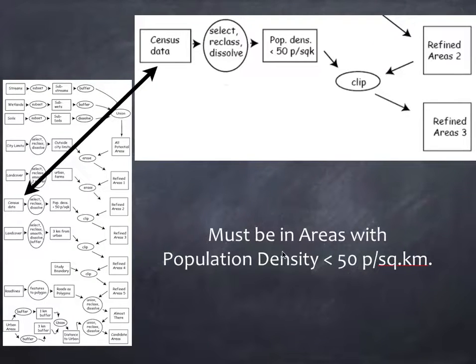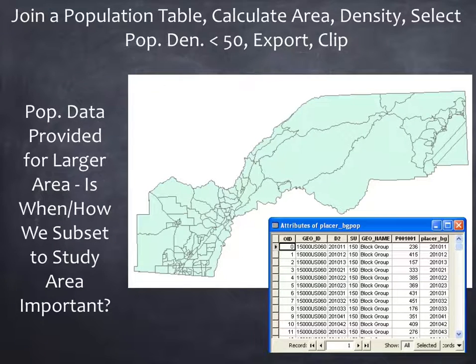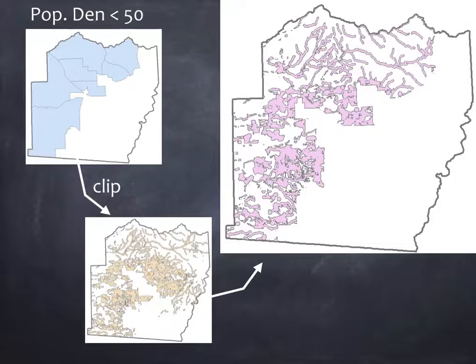Again, must be in an area with a low population density, another AND, so I'll do the census. You're starting to see a theme here. I'll reclass and dissolve. I'll get the population areas that fit. I'll join a table again, and it provides for all of the tracts the area I want. We want to subset to the study area. So here I do the calculation, and then I can clip, and here I get the areas that are in this population density less than 50.